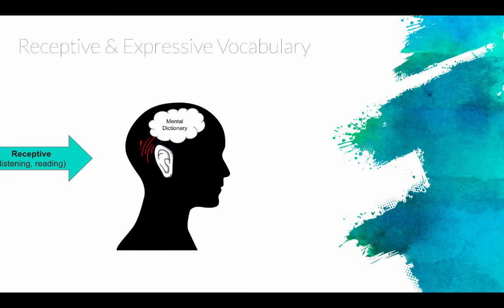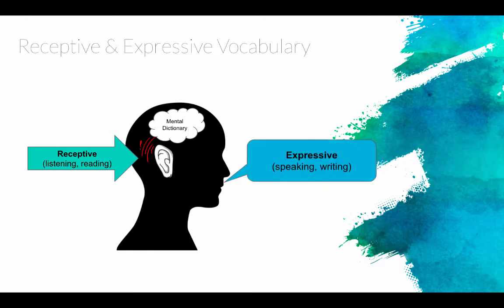Receptive vocabulary refers to words that we hear or read. Expressive vocabulary refers to words that we use when speaking or writing. Words that are stored in our phonological lexicon, or words that we've heard before, may not necessarily be stored in our semantic lexicon, or our mental dictionary of word meanings.